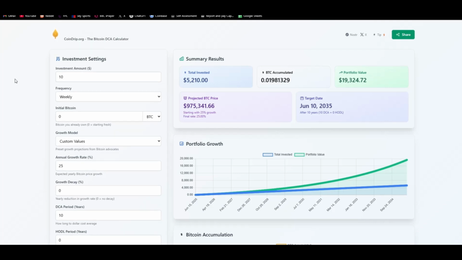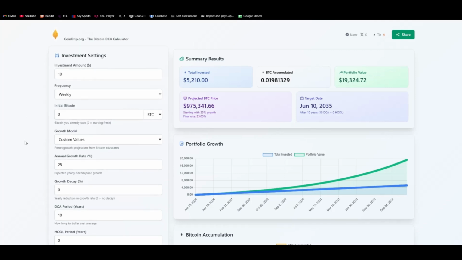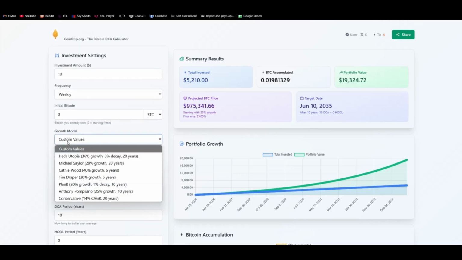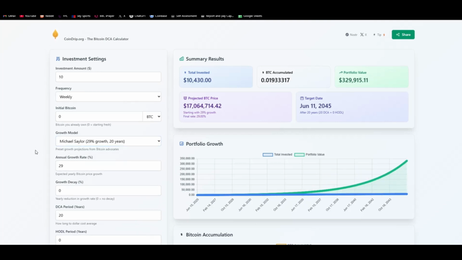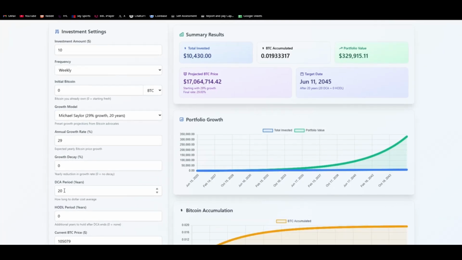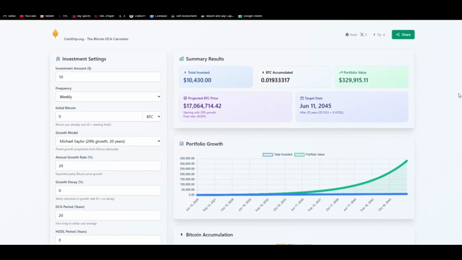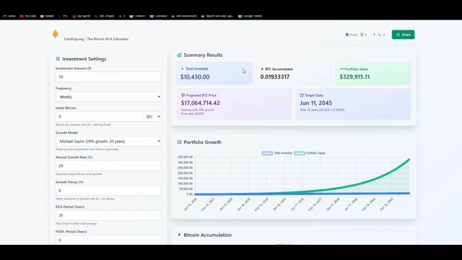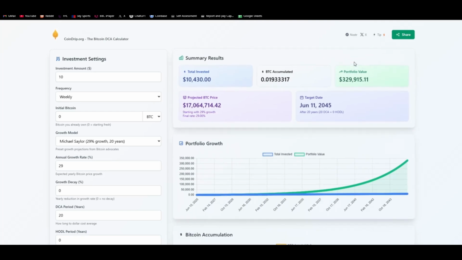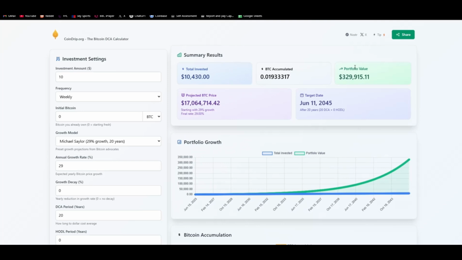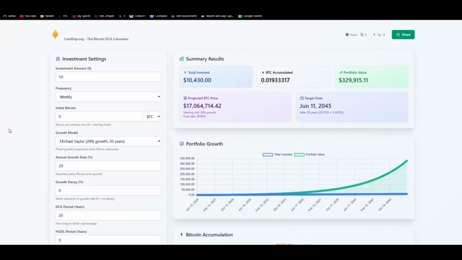Let's keep our weekly amount as $10. Let's say you held no Bitcoin to start with, and let's say the growth model would be Michael Saylor's Bitcoin 24. He predicts 29% growth for 20 years. Now you can see that if we had a DCA period of 20 years, we would have 0.019 Bitcoin at the end of our journey. We'd have invested $10,430, but our portfolio would be worth $329,915. And that again is a fantastic return on a modest compound annual growth rate of 29%.